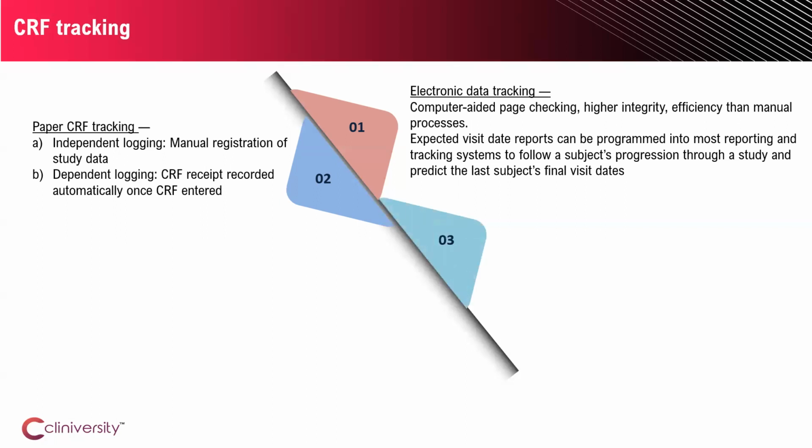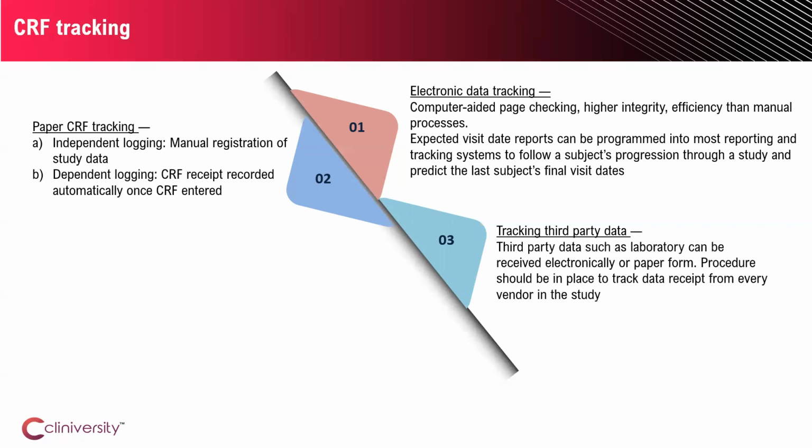The third one is tracking third-party data. Third-party data such as laboratory data will be received electronically or on paper forms. Documented procedures should be in place to track data for each of the various external data that are required in a study.